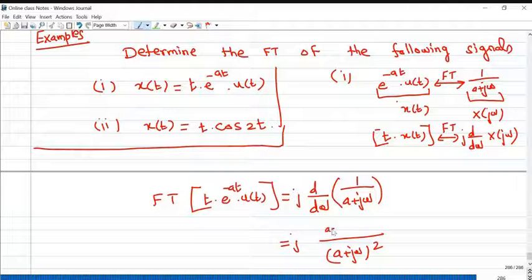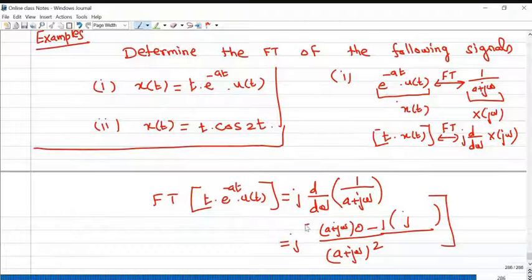So j times (v du minus u dv) by v square. Here a plus j omega is v, du is constant 0, minus u dv. So a constant, and j is the remaining part. So the answer is, j square value is minus 1, this minus will be cancelled. So the result is 1 divided by a plus j omega whole square.